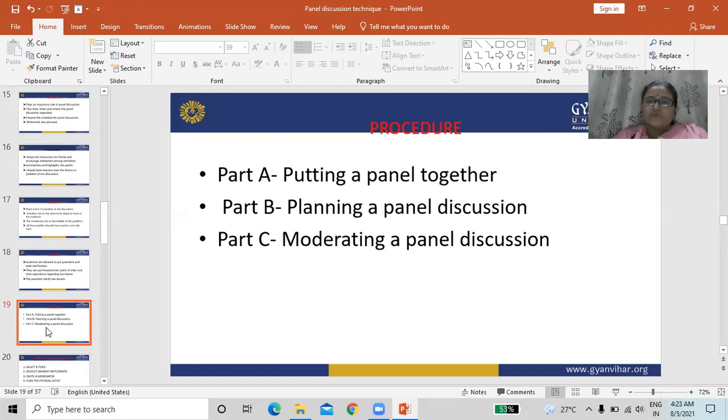Procedure of panel discussion. We can divide the procedure of panel discussion into three parts. Part A, putting a panel together. Part B, planning a panel discussion. Part C, moderating a panel discussion. So we can divide the procedure into three categories: Part A, Part B, and Part C.